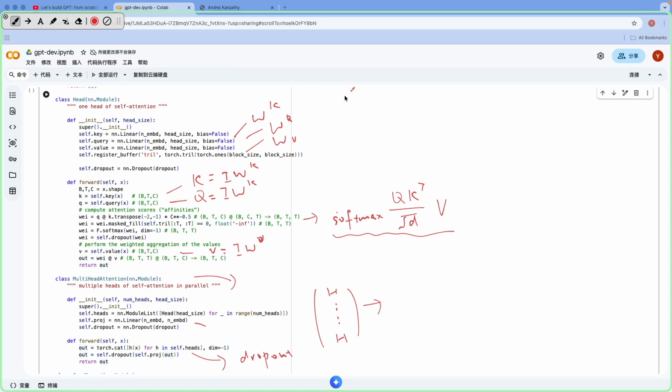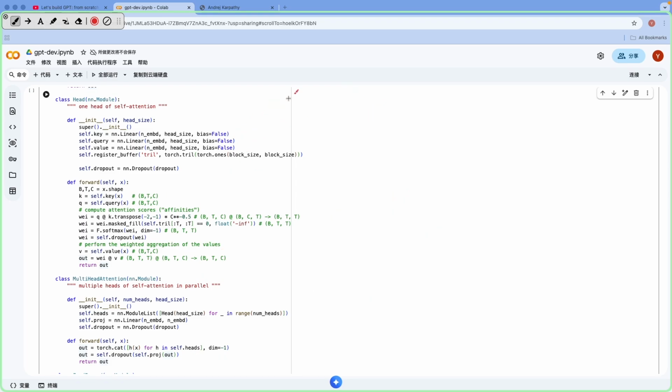But the problem here is that for each head we initialize three different weight matrices, and imagine we have n different heads. So we need to initialize 3n different matrices, which is very inefficient to calculate. So can we just initialize one giant matrix that combines all the 3n matrices together? The answer is yes, we can do it.